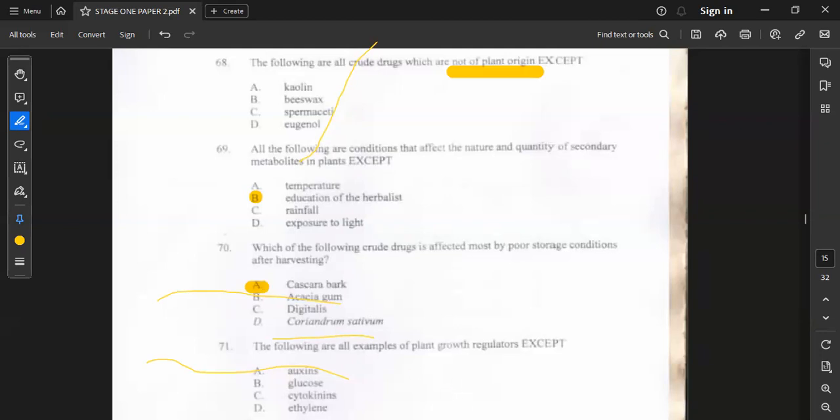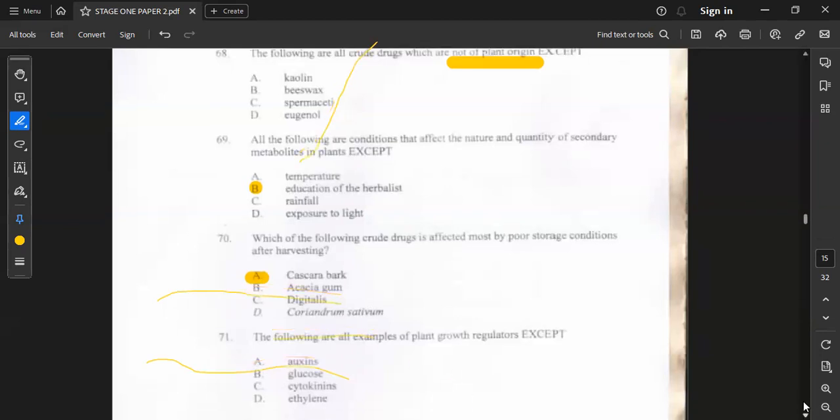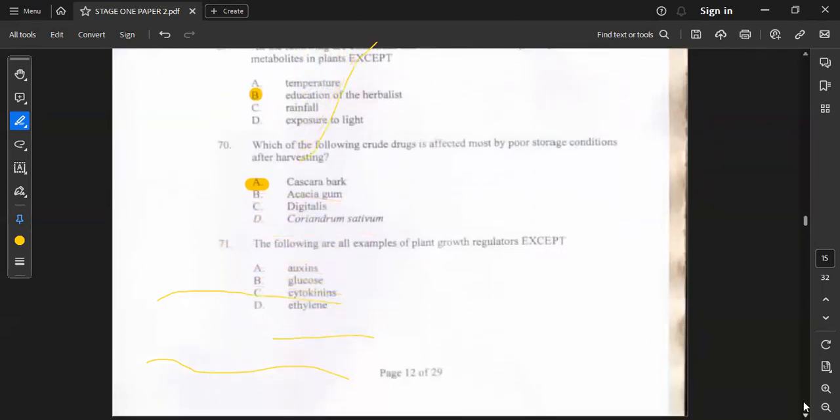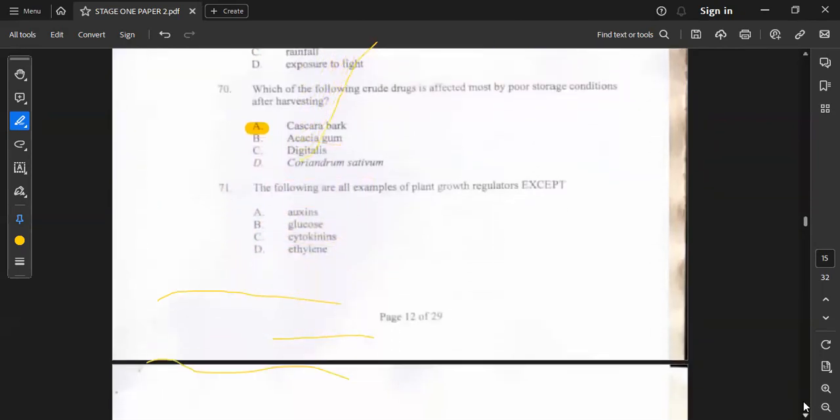I'll just go for that. The following are all examples of plant growth regulators. I'm also thinking it's not about the plant itself, but the component stability. Yeah, it could. Yeah, I understand. Let's go with A.